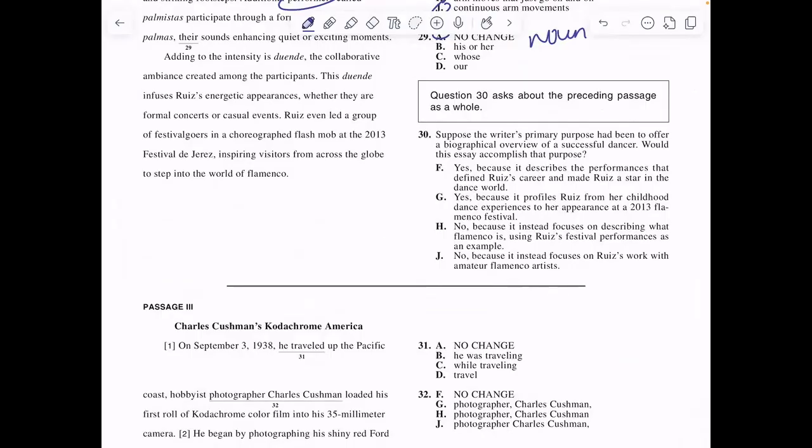This one's a little tricky because it's not a biographical overview. It's really just highlighting a few of her dances that demonstrate flamenco. It's not, she was born on May 2nd. It's not giving us start to finish. So I'm leaning no. Yeah, we're describing flamenco using her as an example and a reference.